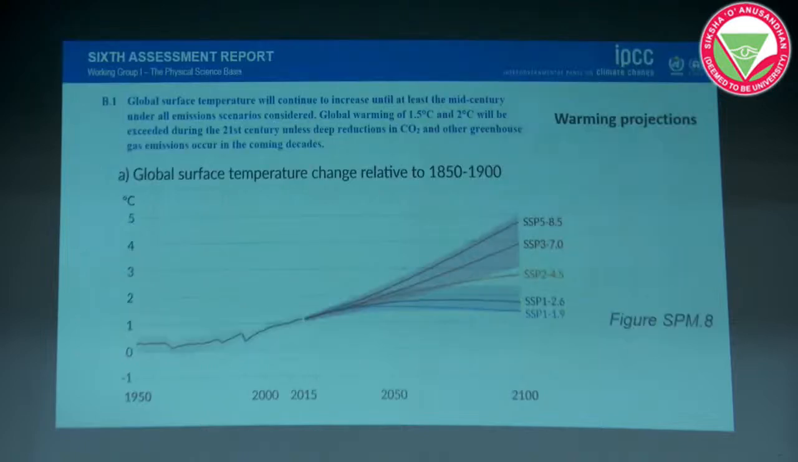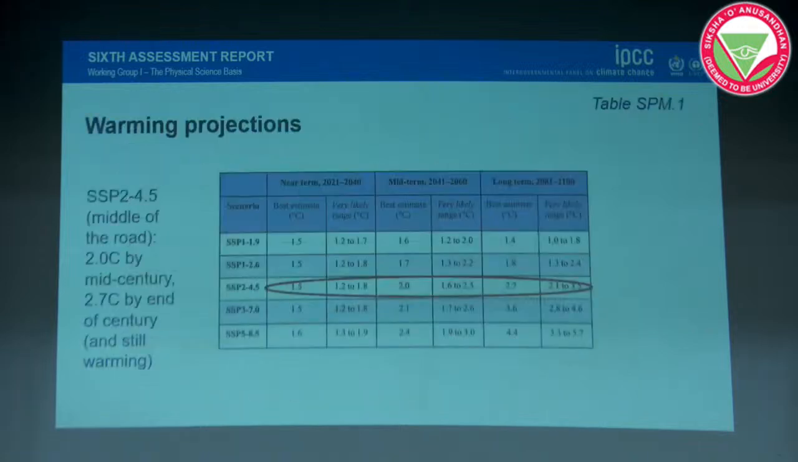I'll quickly go through. We will cross the 2-degree warming. These are the global temperature changes. You can see in SSP2-4.5, the middle of the road, we will still cross more than 2-degree warming by the end of the 21st century. And in SSP3-7.0 and SSP5-8.5, we will even cross 3 to 4 degrees. If we want to limit warming to 2 degrees, we have to follow only these 2 scenarios, the SSP1-1.9 or the SSP1-2.6 sustainable pathway. Even in SSP2-4.5, by the midterm, that is by 2050, the best estimate will be a 2-degree warming.